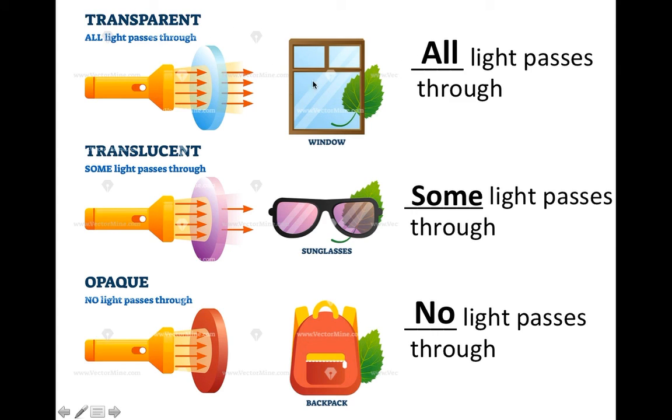Transparent, all. 1, 2, 3, 4. All light passes through. Translucent, some. 1, 2, 3, 4, but only 2. Some light passes through. Opaque, no light passes through. 1, 2, 3, 4, and 0. No light passes through. Thank you.